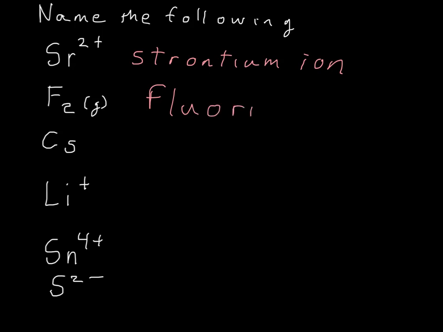Then we see F2 (g). Fluorine is one of our diatomic gases. So that's simply fluorine. When a chemist says fluorine, that's what they're talking about. I would also count it correct if you put fluorine gas. Then we see Cs. Do we see a charge showing? No. So it's just cesium, and you can see that on your periodic chart in group 1A.